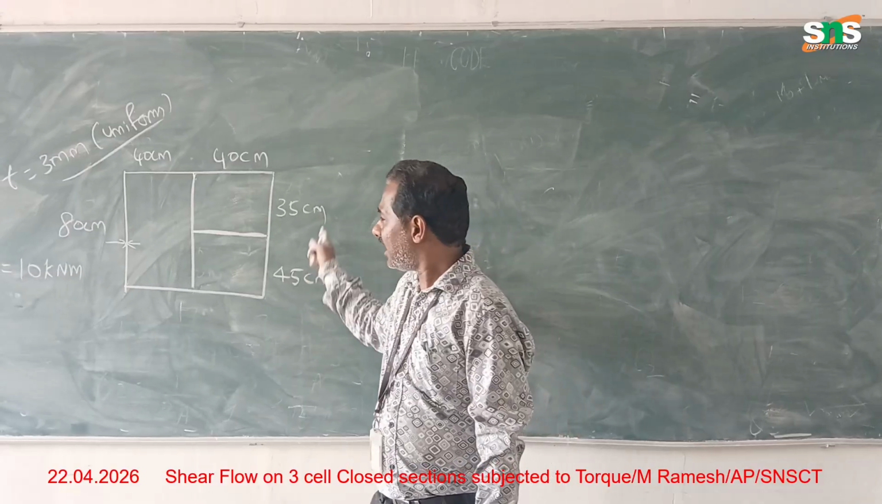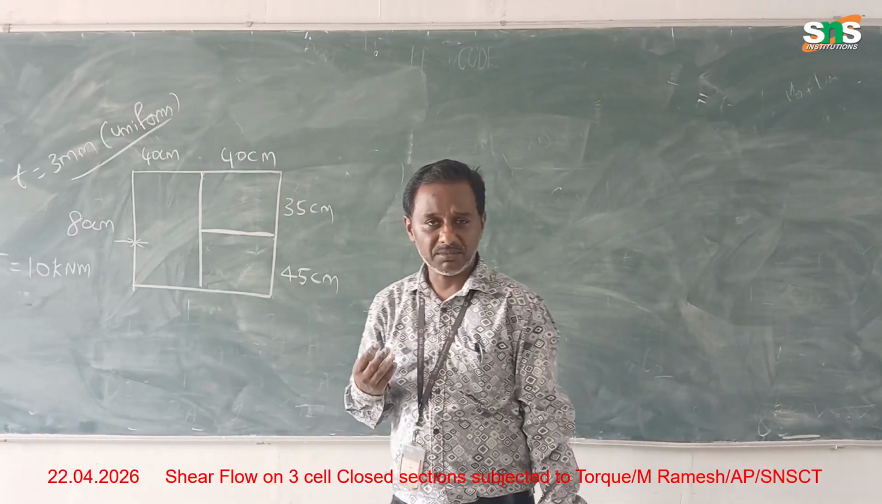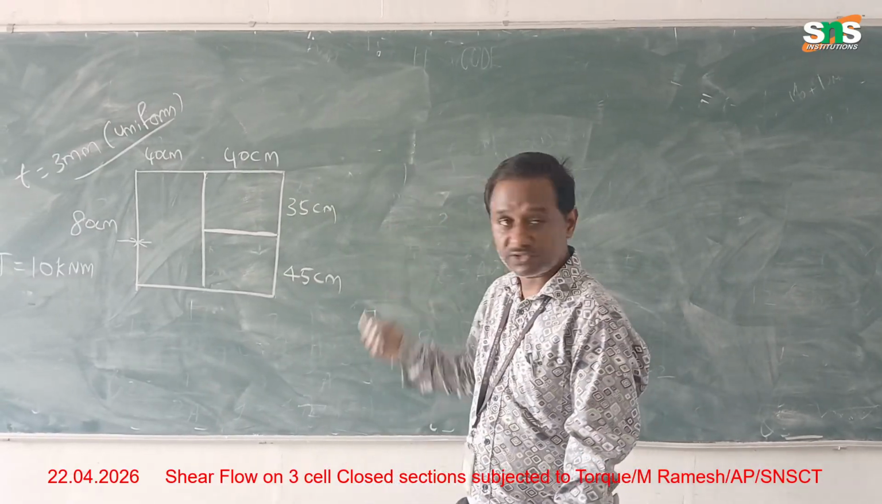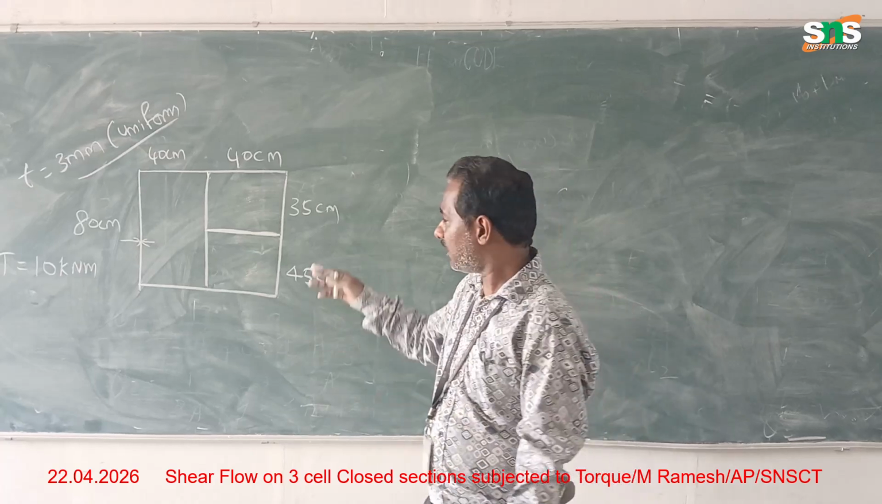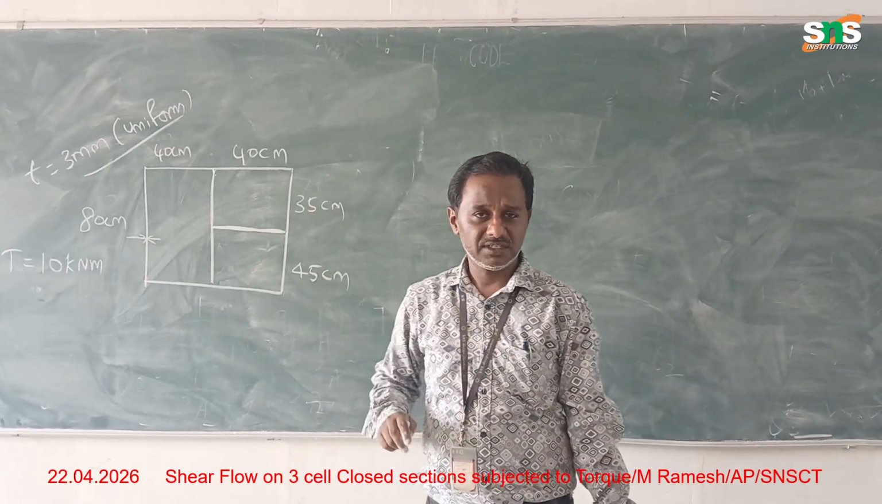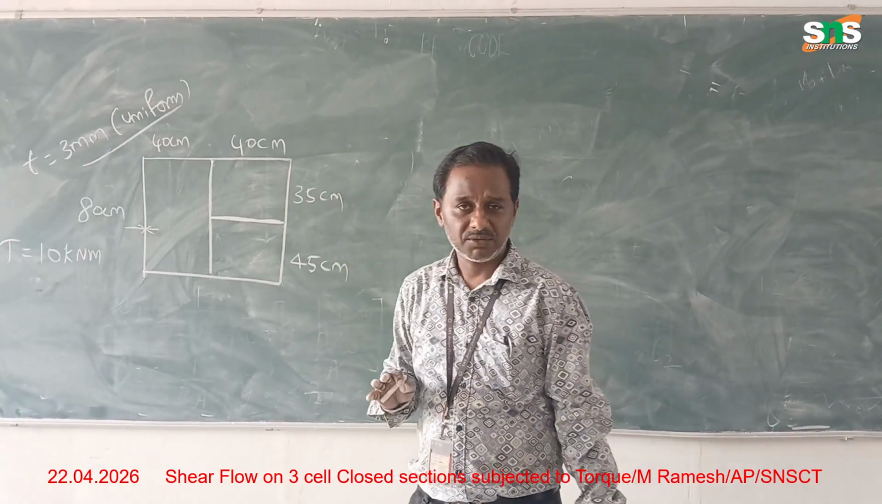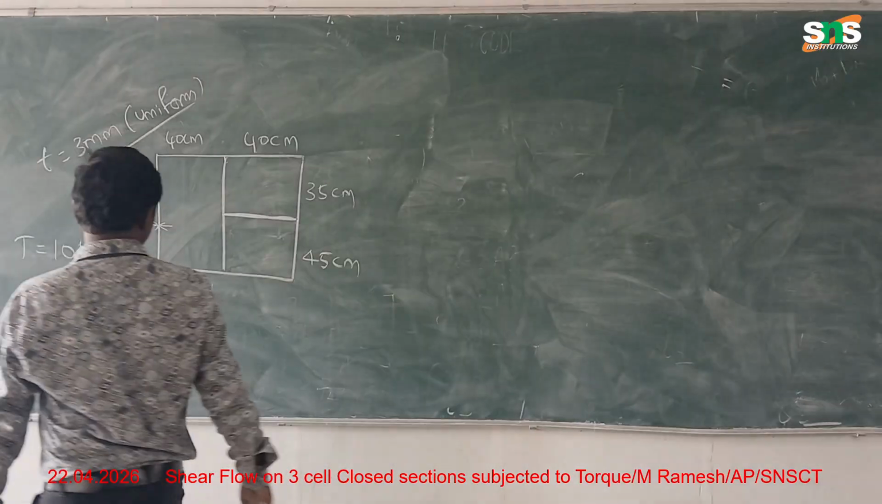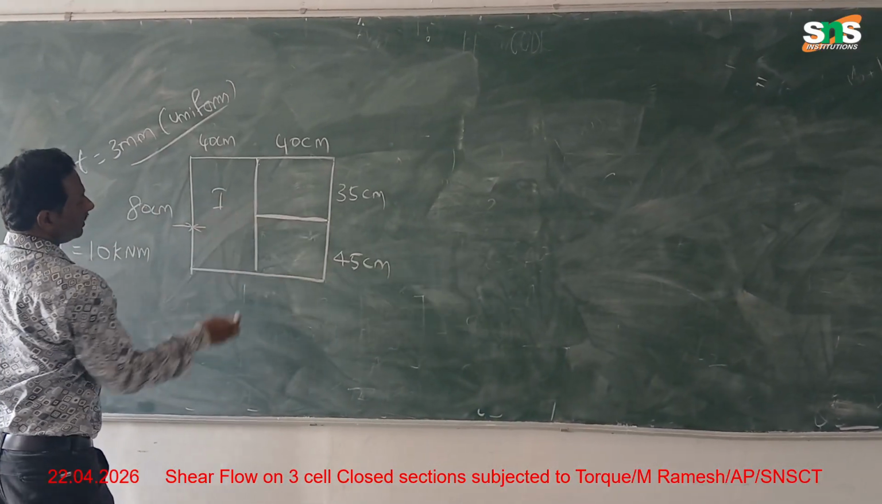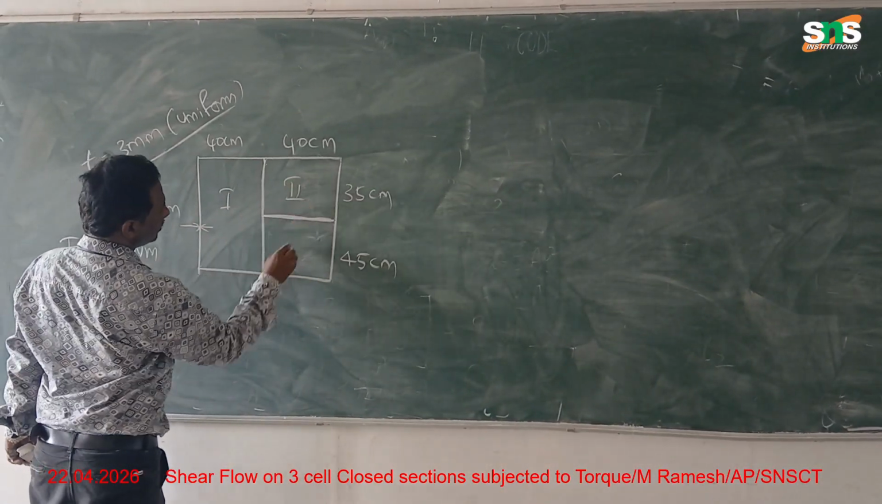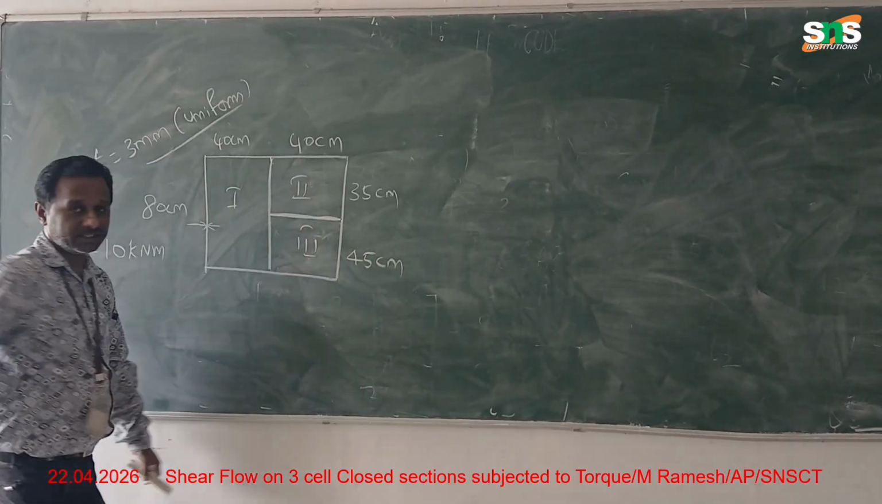We are going to see how to find the shear flow in a multi-cell structure of a closed section. Earlier we solved a problem on a two-cell structure. Here we are going to see a three-cell structure. We have cell 1, cell 2, cell 3.